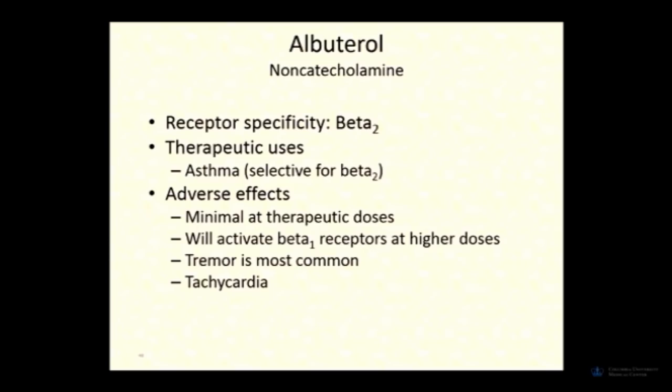The adverse effects of albuterol at therapeutic doses are really quite minimal. Because also when you're taking albuterol, the doses are measured so that it's much more a topical application than it is a systemic. It will activate beta-1 receptors at higher doses, and the most common adverse effects of albuterol are tremor or tachycardia if the doses are high enough to get into the systemic circulation.